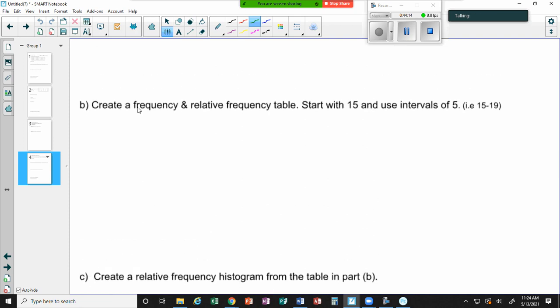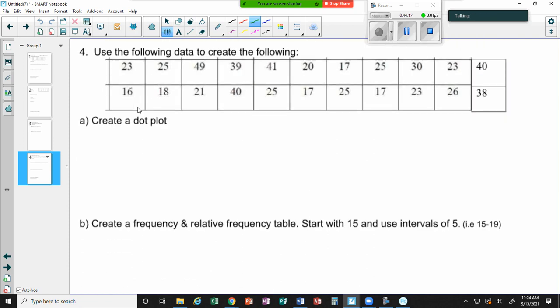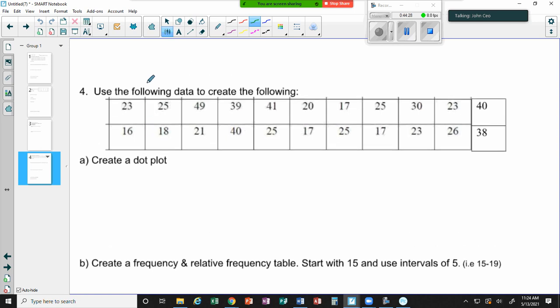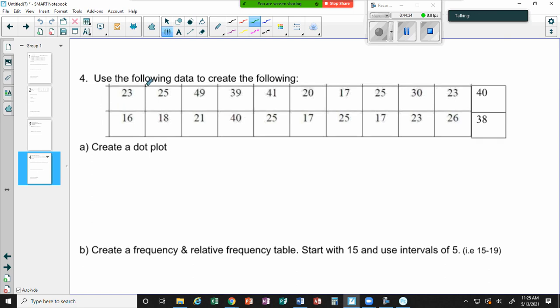All right. First thing we're going to do is create a dot plot. The dot plot you can kind of come up with on your own. This is a set of data. Shoot, I don't like that it doesn't tell us what it is because then we can't label. Anybody have a creative label for this? So the lowest is what? 16. The highest is 49.